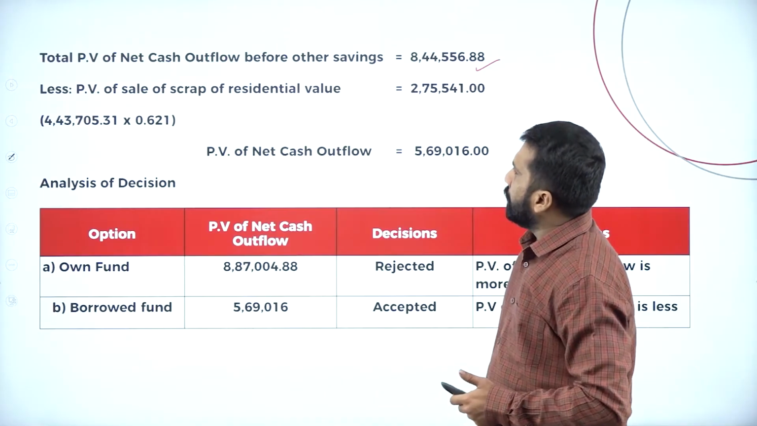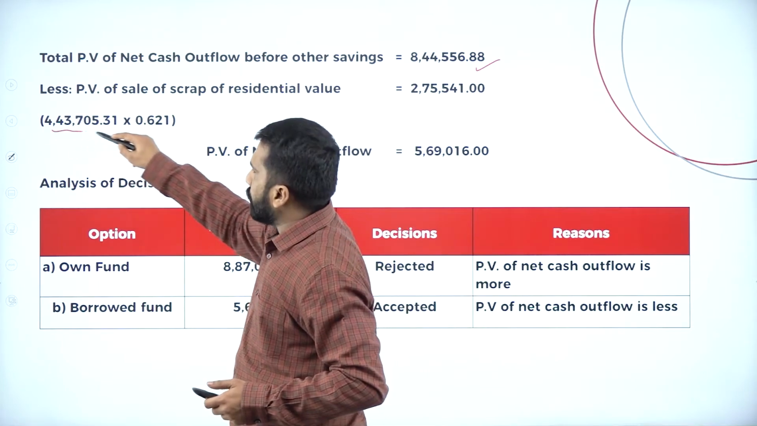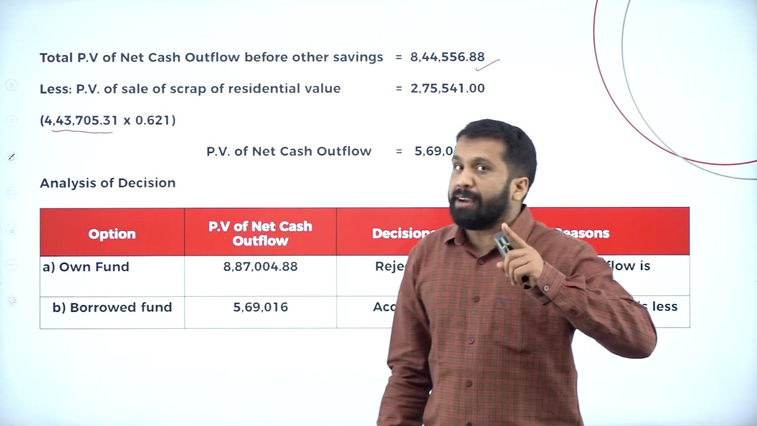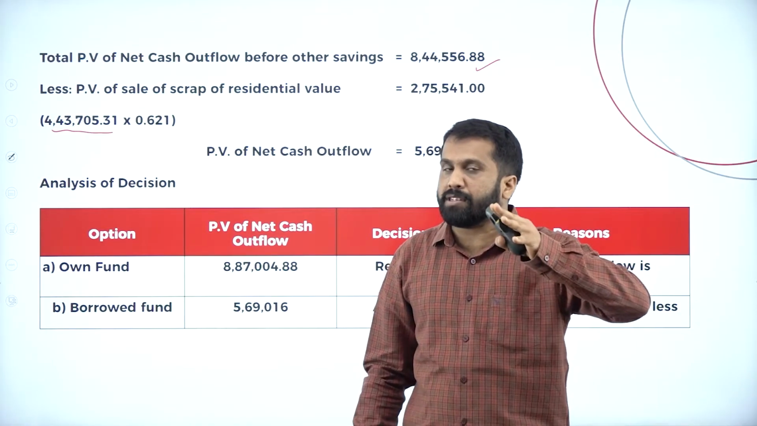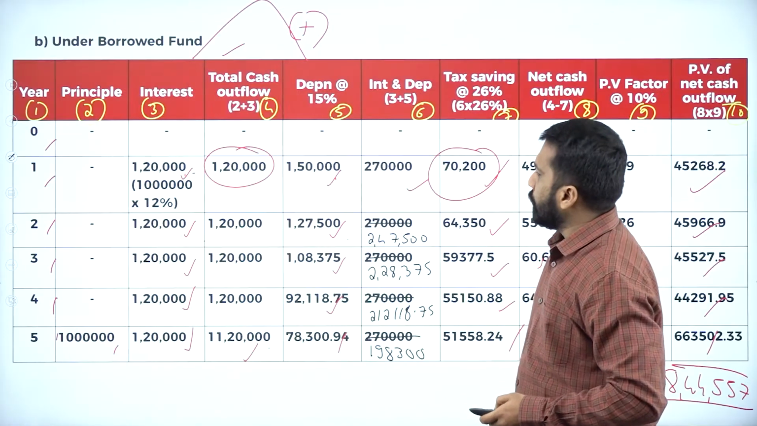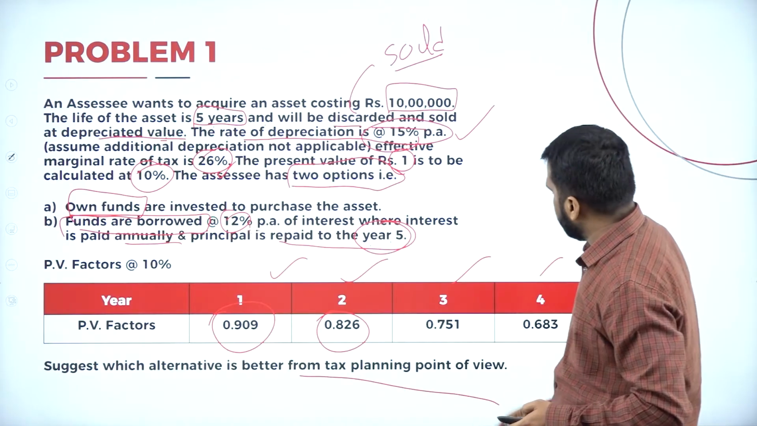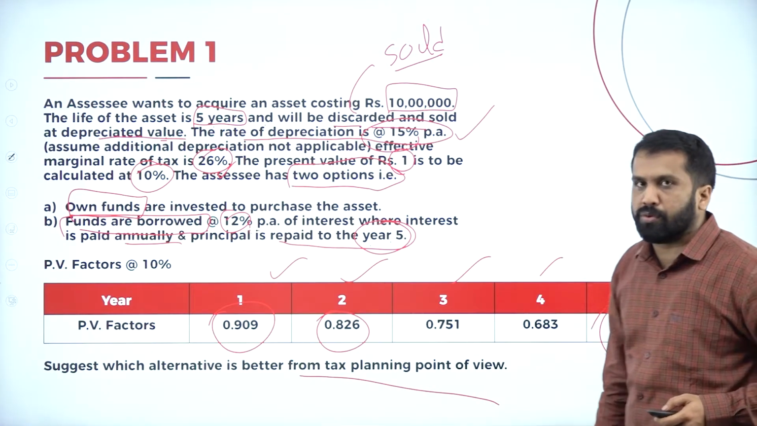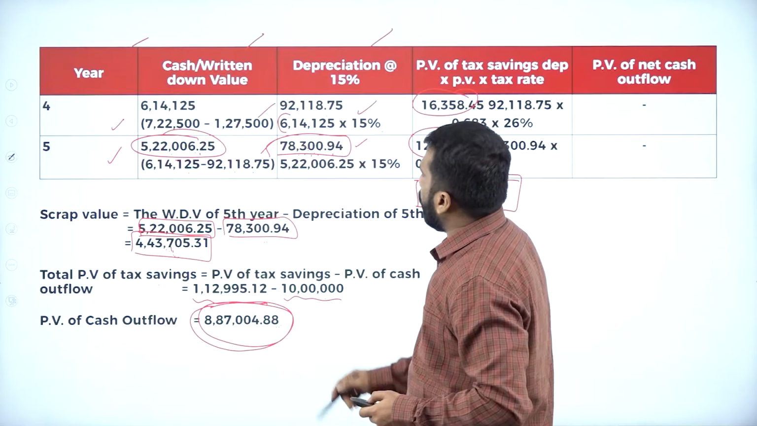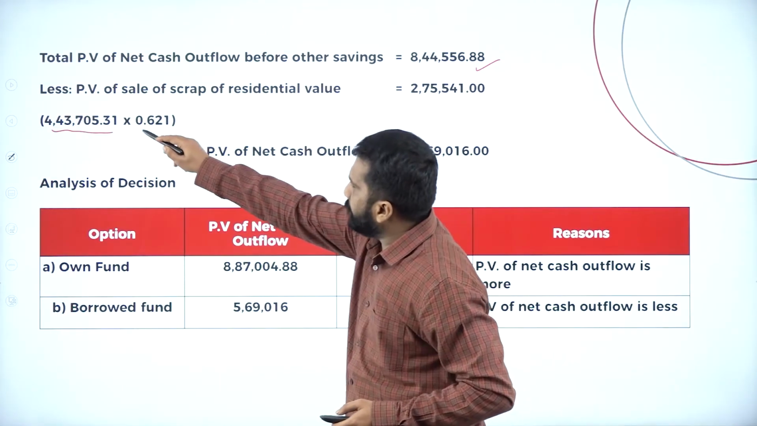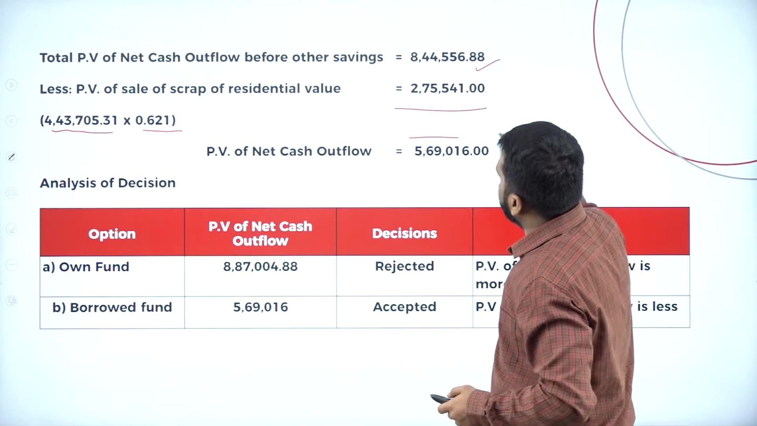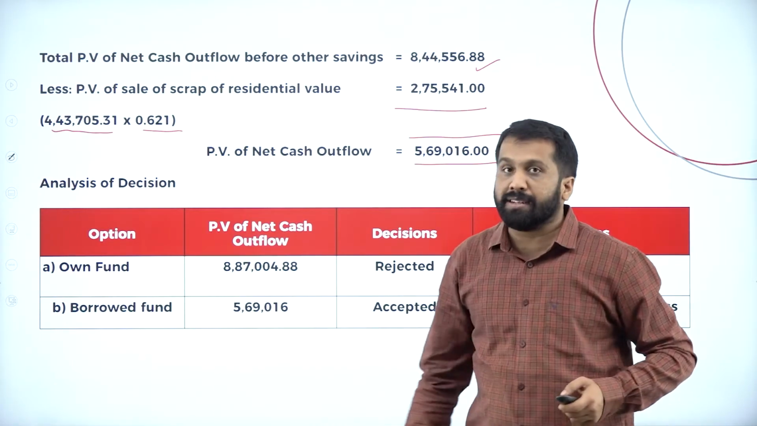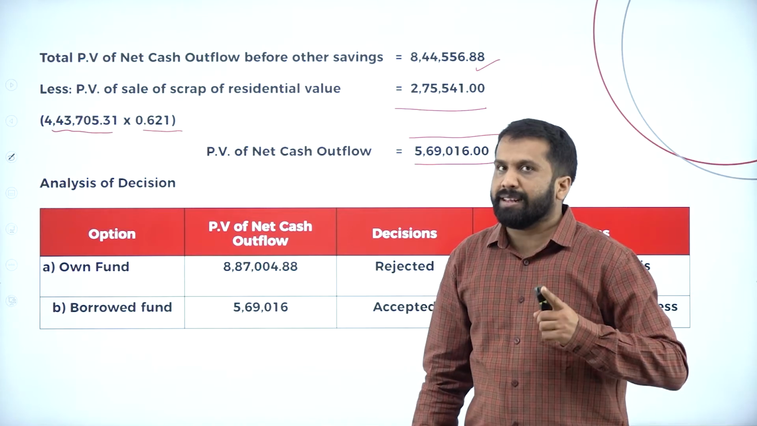Now, 4,43,705, but 4,43,000 is the value 5 years back. Now what is the value after 5 years? You have to go with PV factor. What is the PV factor for the 5th year? 0.621. If you multiply, you will get 2,75,000. Minus that, you will get 5,69,000. This is the lease fund.